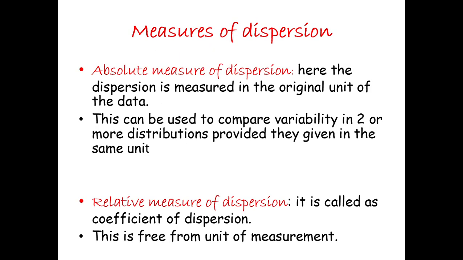Then the measures of dispersion, that is the absolute measure of dispersion. Here the dispersion is measured in the original unit of the data, and this can be used to compare variability in two or more distributions provided they are given in the same unit. In case of the relative measure of dispersion, it is called the coefficient of dispersion. This is free from the unit of measurement.